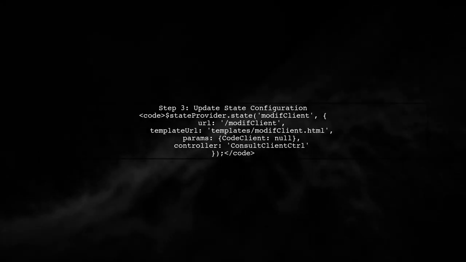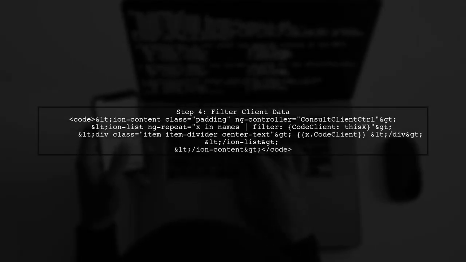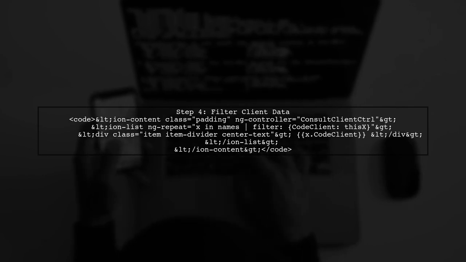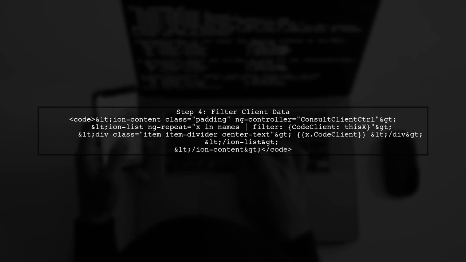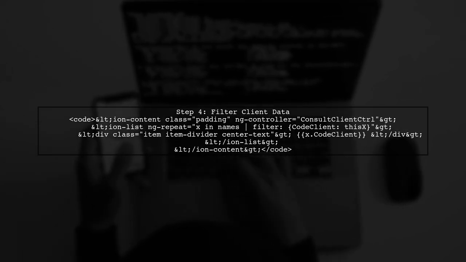Next, we need to ensure that the state configuration in app.js correctly receives the client data. The parameter should be set to the specific client's code client. Finally, in your modifclient.html, ensure that you filter the clients based on the code client passed from the button. This will allow you to display the correct client's information.